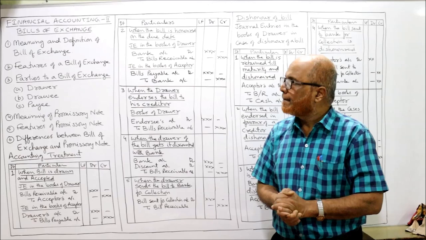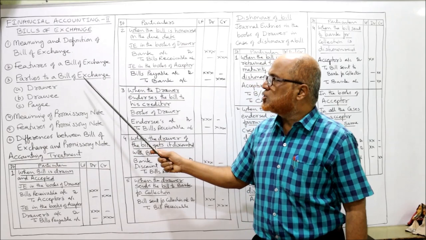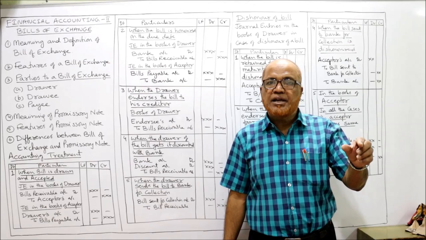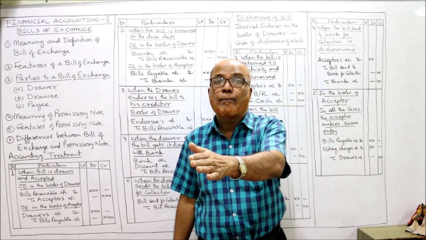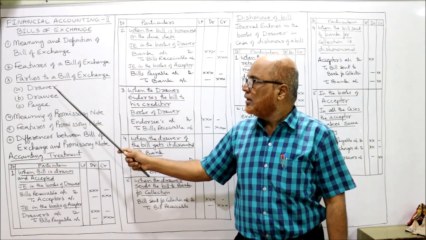Now, who are the parties to a bill of exchange? Normally, there are three parties to a bill of exchange: drawer, drawee, and payee. Drawer is the person who draws the bill. In other words, the seller or the creditor. The creditor will draw the bill on the debtor, or the seller will draw the bill on the buyer. The drawer is the person who draws the bill, who makes the bill. So normally he is the creditor or seller.